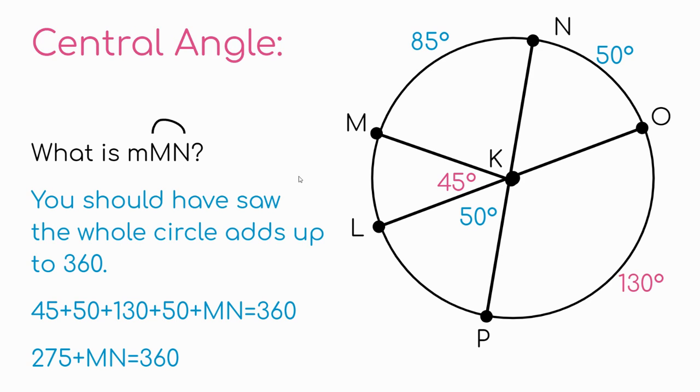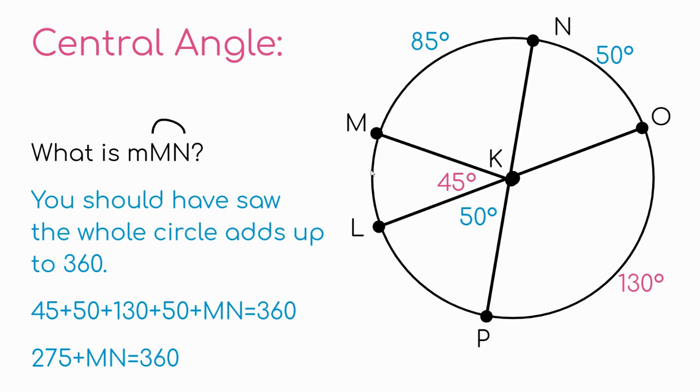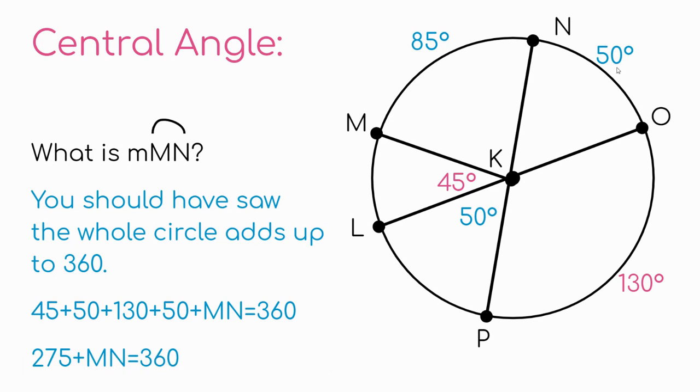All right, so what you should have done was you saw that you had every angle except for MN. So if you added up 45 plus 50 plus 130 plus 50, you get 275. Subtract that from 360 and you find out what's missing. That would be 85 degrees. So arc MN is 85 degrees.